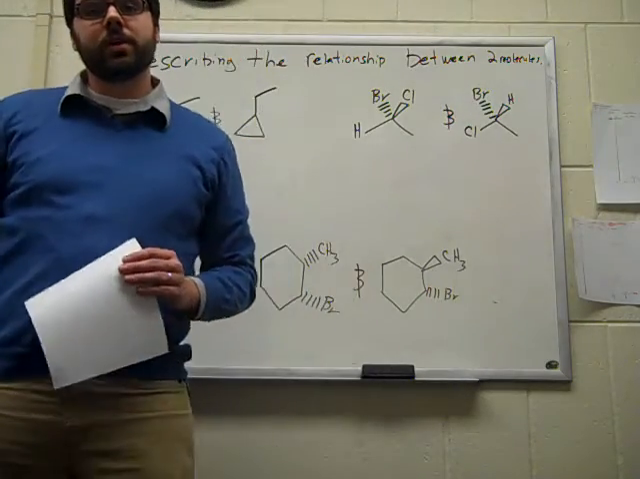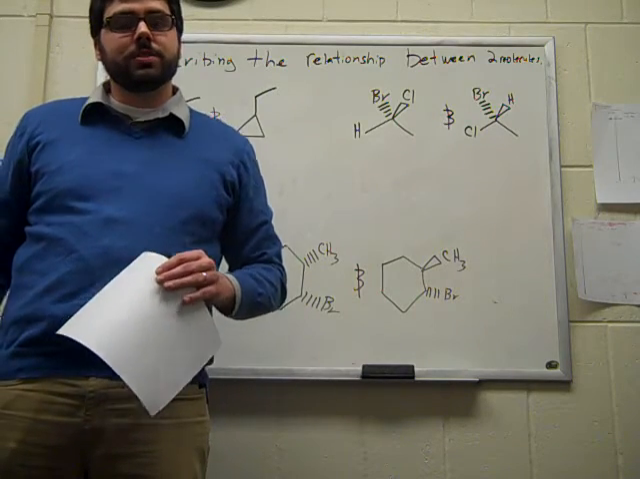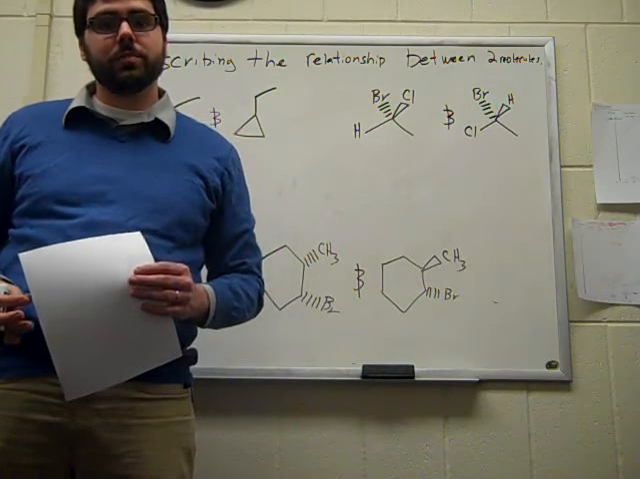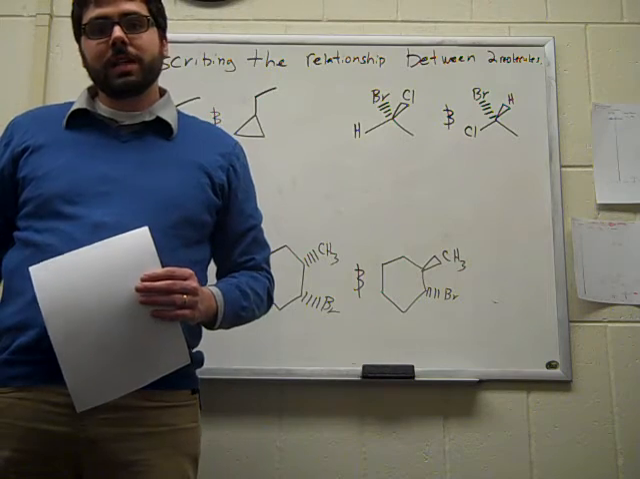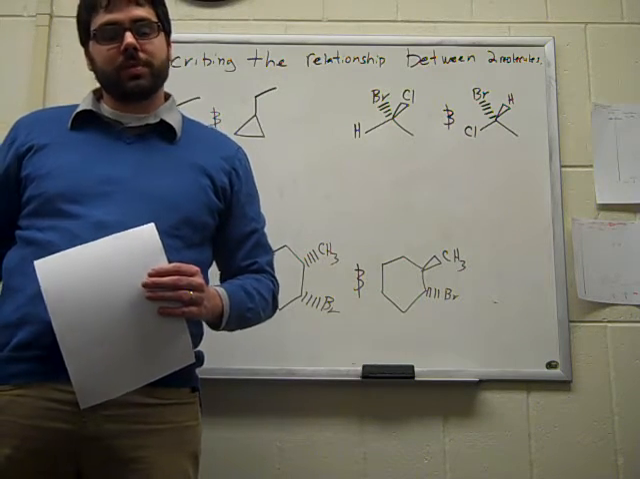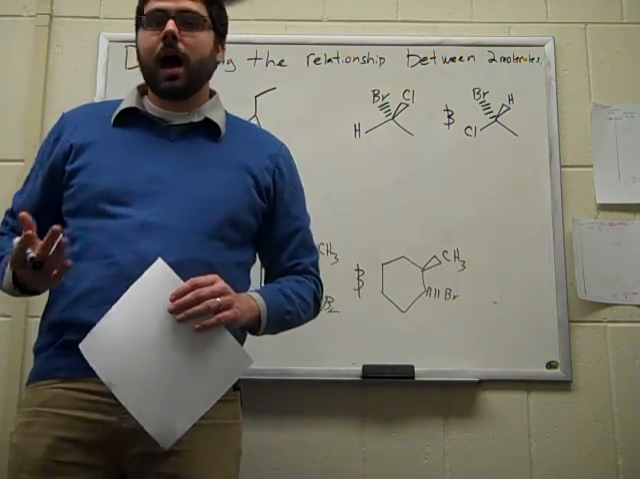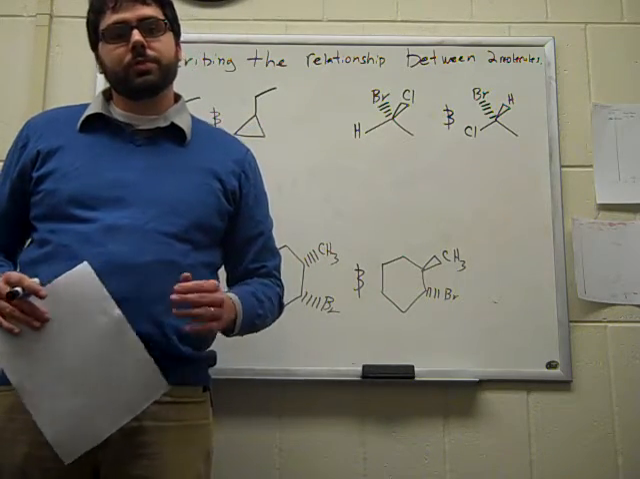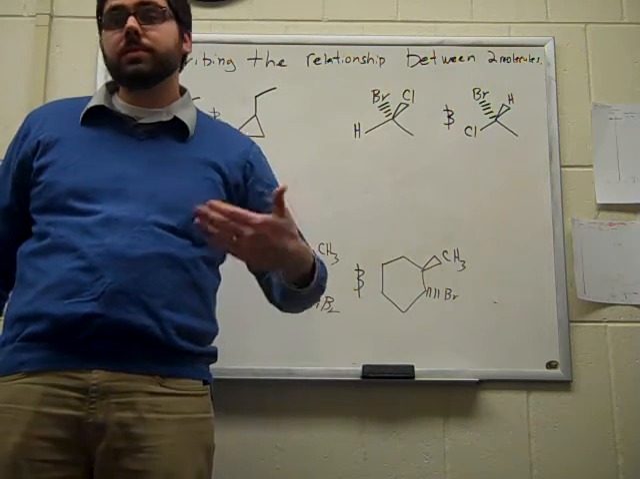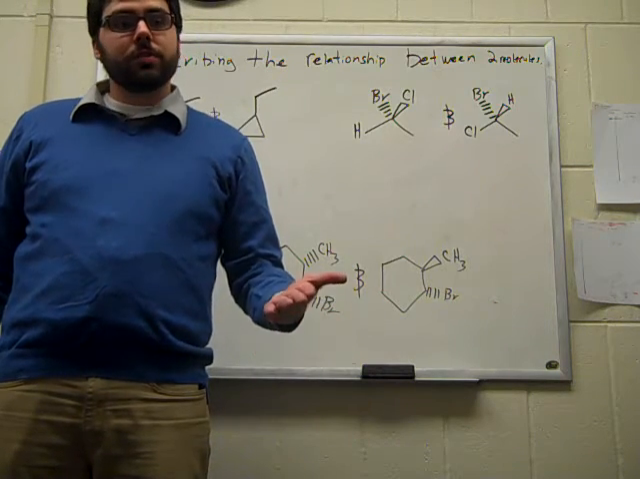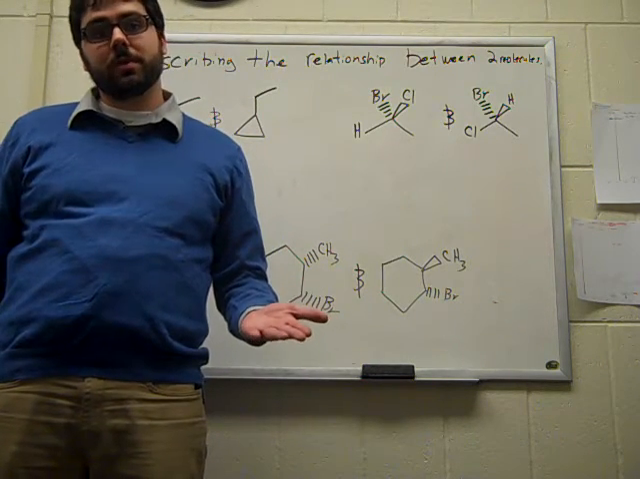Hi everyone. In this video what I'd like us to practice is determining the relationship between two different molecules. So we learned in class that molecules can either be completely different molecules or they can be something called isomers. Isomers are in general molecules which have the same molecular formula but they're still somehow different. There are a variety of different types of isomers that we've learned about.